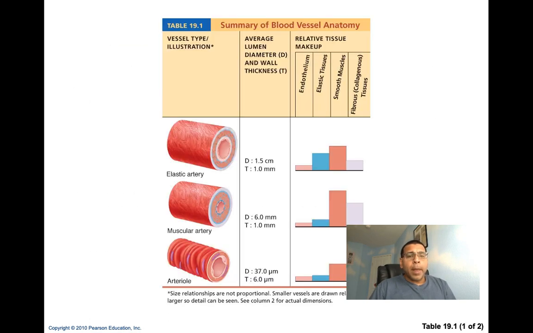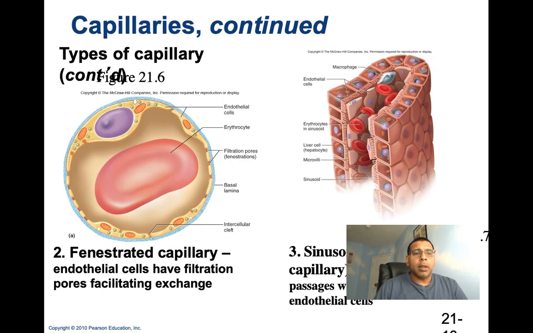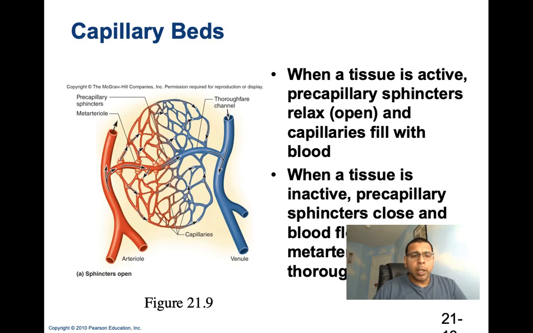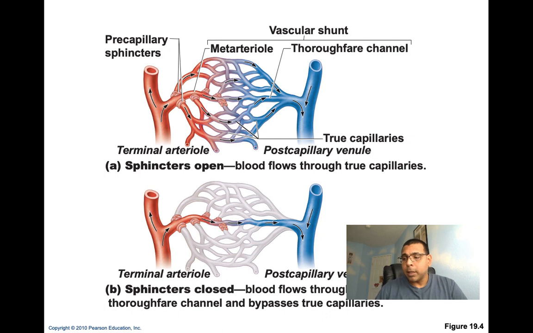Now, when we talk about our capillaries in greater detail, here we can appreciate our capillary beds. These capillary beds are interweaving networks that carry blood flow from an arteriole to a venule. We also refer to these capillary beds as our microcirculation.